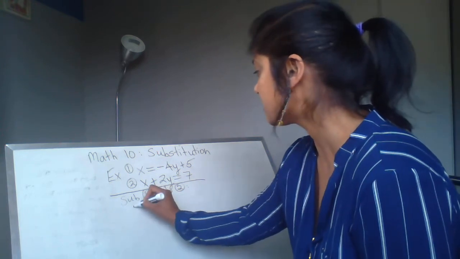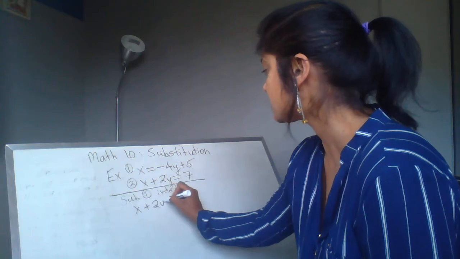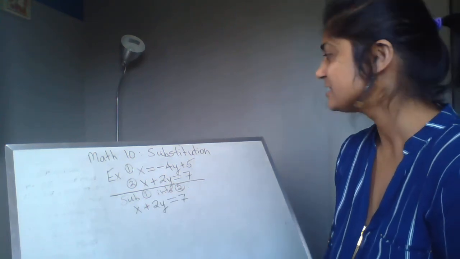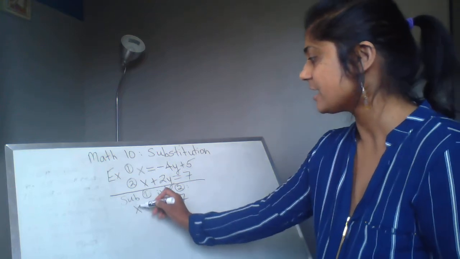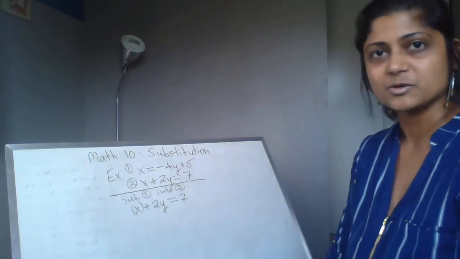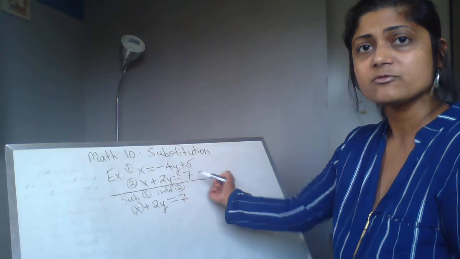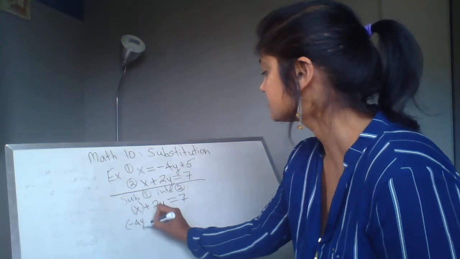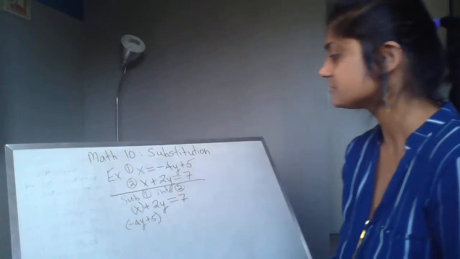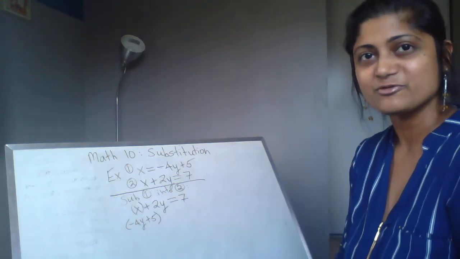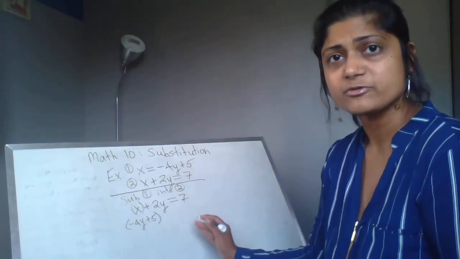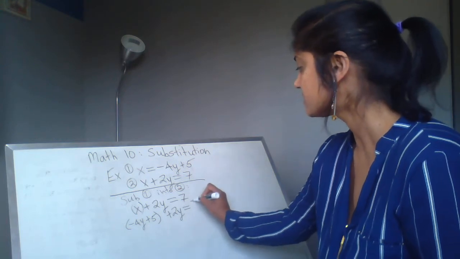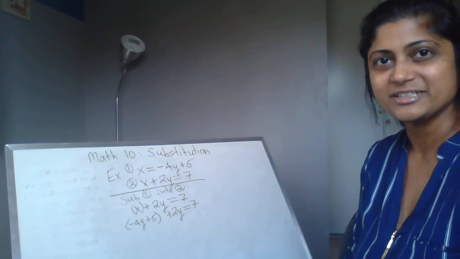So I'm going to rewrite equation 2. It's x plus 2y equals 7, just like that. And this time, instead of writing the x here, let's put brackets. I'm going to put negative 4y plus 5. That's what we're subbing in for the x. And I'm going to keep everything else in the equation the same, so plus 2y equals 7.